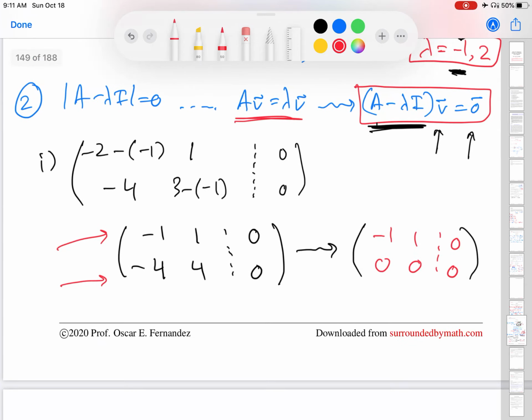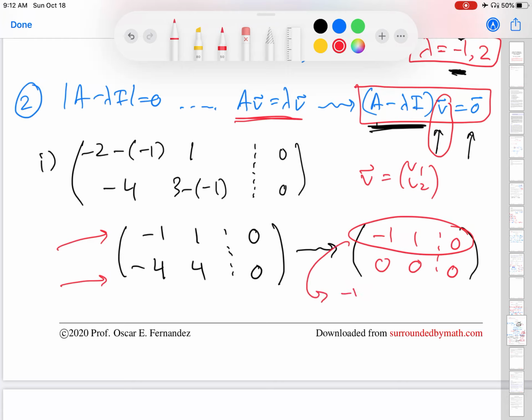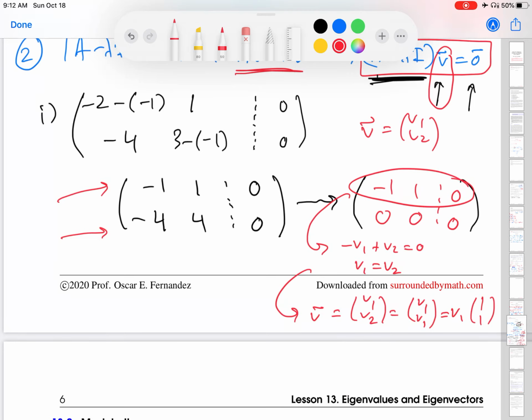All right, if I now write this first row as an equation, the eigenvector v here, I'm going to say has components v1, v2. So this first row is minus v1 plus v2 equals 0, which tells me v1 equals v2. So my eigenvector v in this problem, which had components v1, v2, actually the two components are the same. So if I factor out the v1, I get that. And this is what I was saying just a minute ago. So all of the eigenvectors corresponding to the eigenvalue -1 that we've used are multiples of the vector 1, 1.